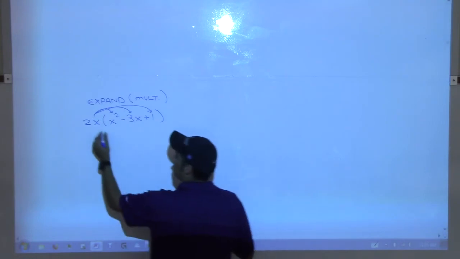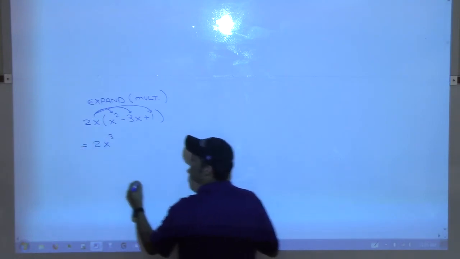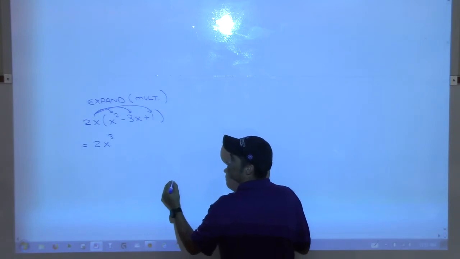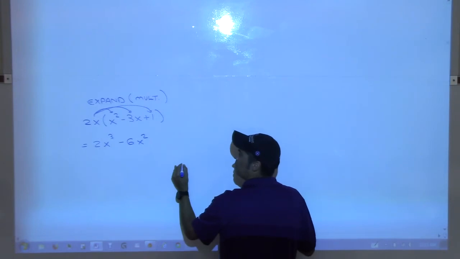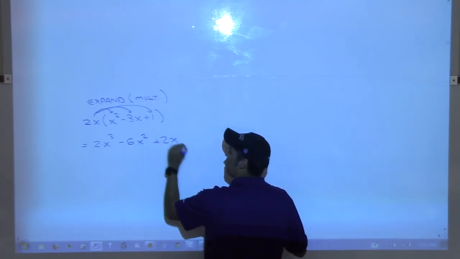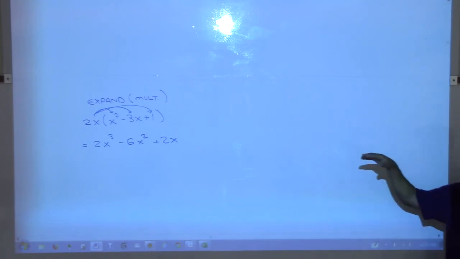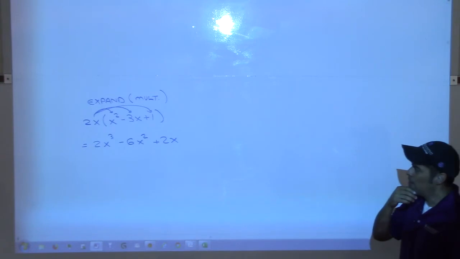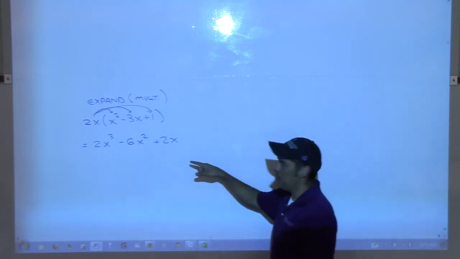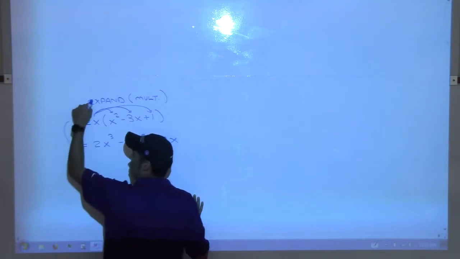If we multiply that through, we should get 2x cubed. What's my next term? Minus 6x squared. And then finally, plus 2x. Okay, so that's called expanding or multiplying. We did a little bit of that in the very beginning, earlier in the term. This is not factoring. The direction from going from this to this is called expanding.